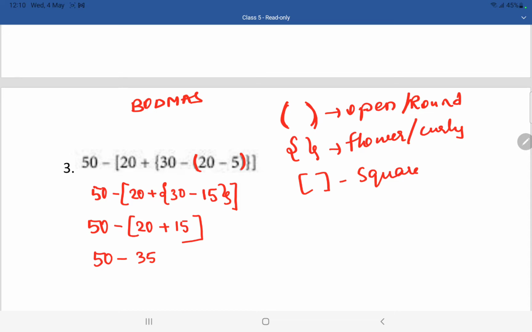The second thing is of. I don't have of in this question. I don't have division in this question. I don't have multiplication in this question. I don't have addition. I have subtraction. So what is 50 minus 35? It is 15. Okay, 50 minus 35 is 15. So the answer for the third question is 15.